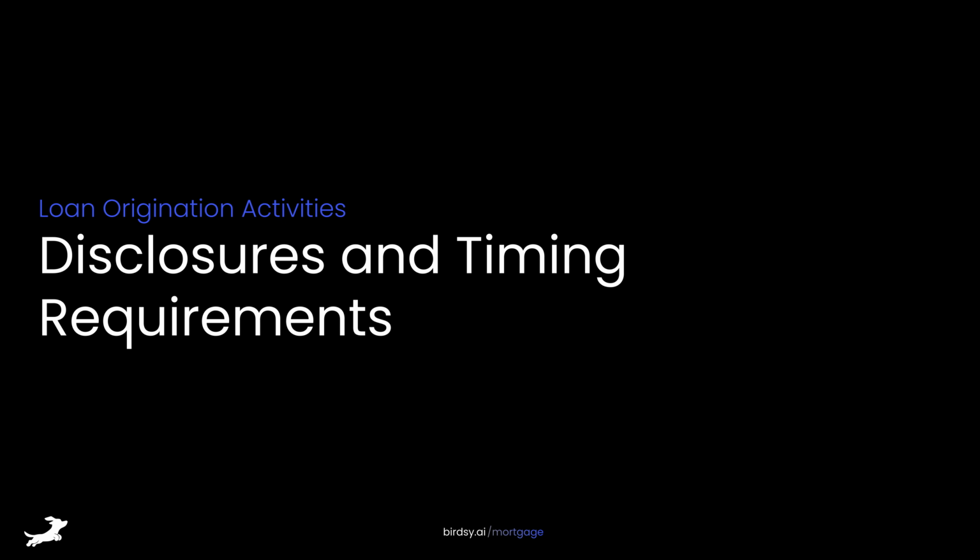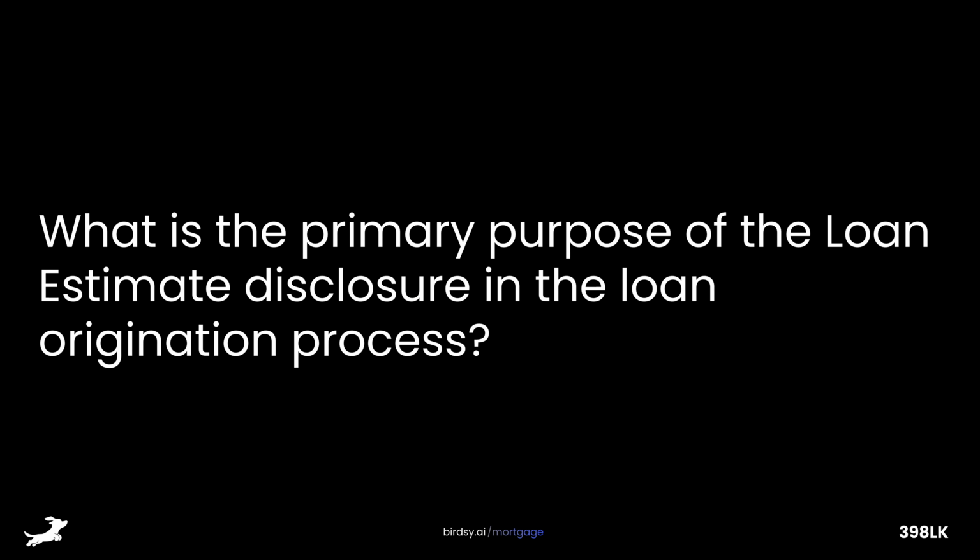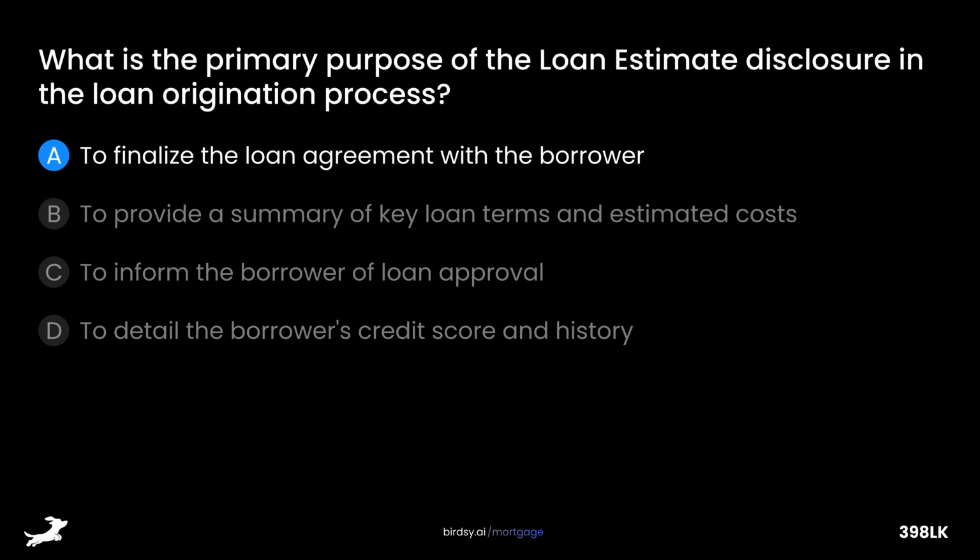Disclosures and timing requirements. What is the primary purpose of the loan estimate disclosure in the loan origination process? Is it A. To finalize the loan agreement with the borrower, B. To provide a summary of key loan terms and estimated costs, C. To inform the borrower of loan approval, or D. To detail the borrower's credit score and history?